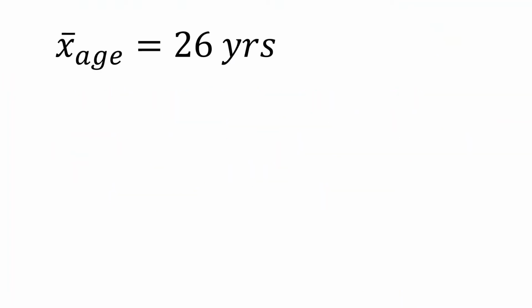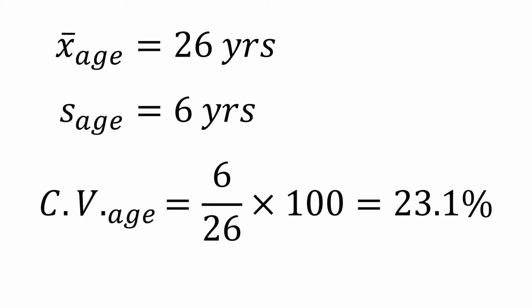Given X bar of age is equal to 26 years. The standard deviation of age is equal to 6 years. The CV of age is equal to 6 over 26 multiplied by 100, which equals 23.1%.